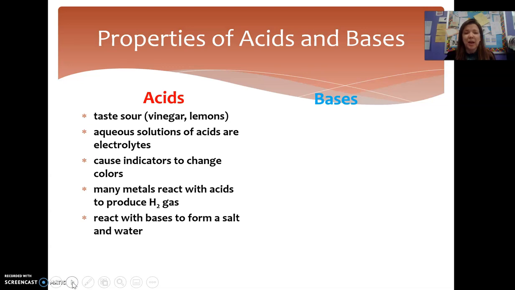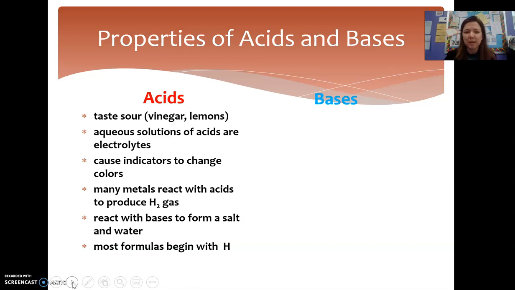We know that acids react with bases to form a salt and water. I would underline and star that. That's probably a test question. When an acid reacts with a base, or a base reacts with an acid, your products are always a salt, not necessarily sodium chloride, but an ionic compound, and water. And another important one: most formulas for acids begin with H. Our next set of notes is going to be on naming acids and bases. So most formulas for acids begin with the H.